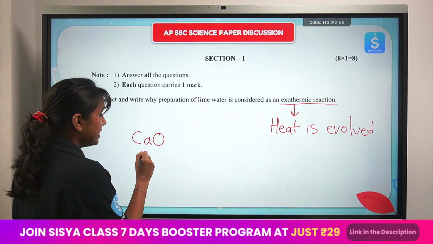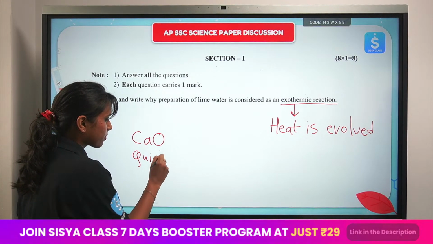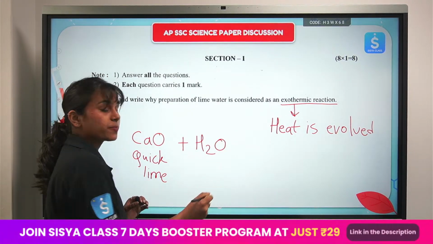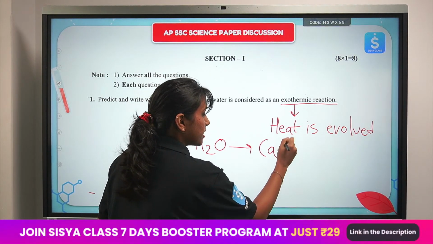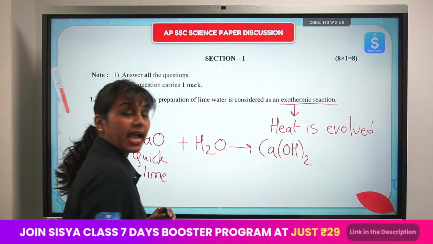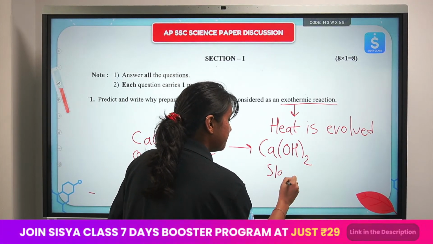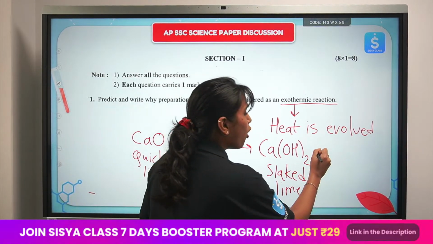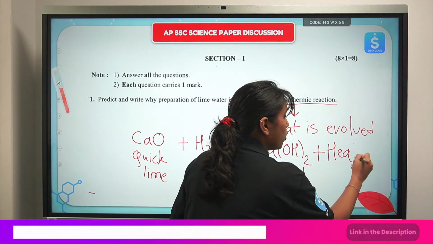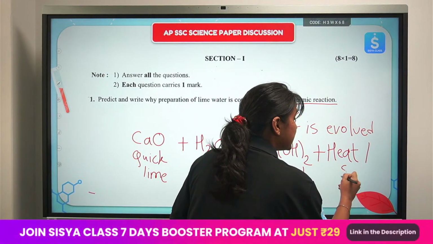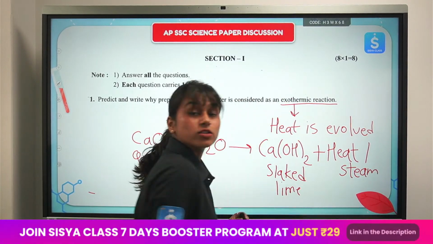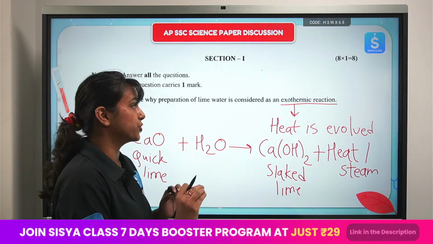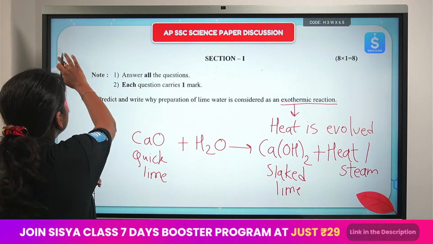When calcium oxide, which we also call quicklime, is mixed with water, H2O, it forms calcium hydroxide, which is also called slaked lime. And in this reaction, a lot of heat is evolved, and you can see a lot of steam as well. So since in this reaction a lot of heat is evolved, it is called an exothermic reaction. I hope this is clear to you. We'll move on to the next question.